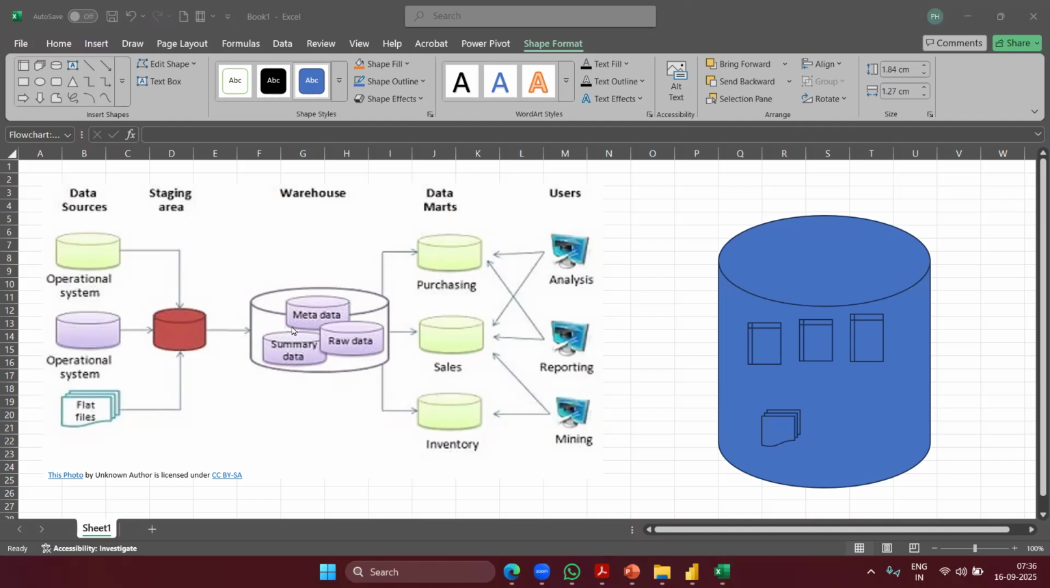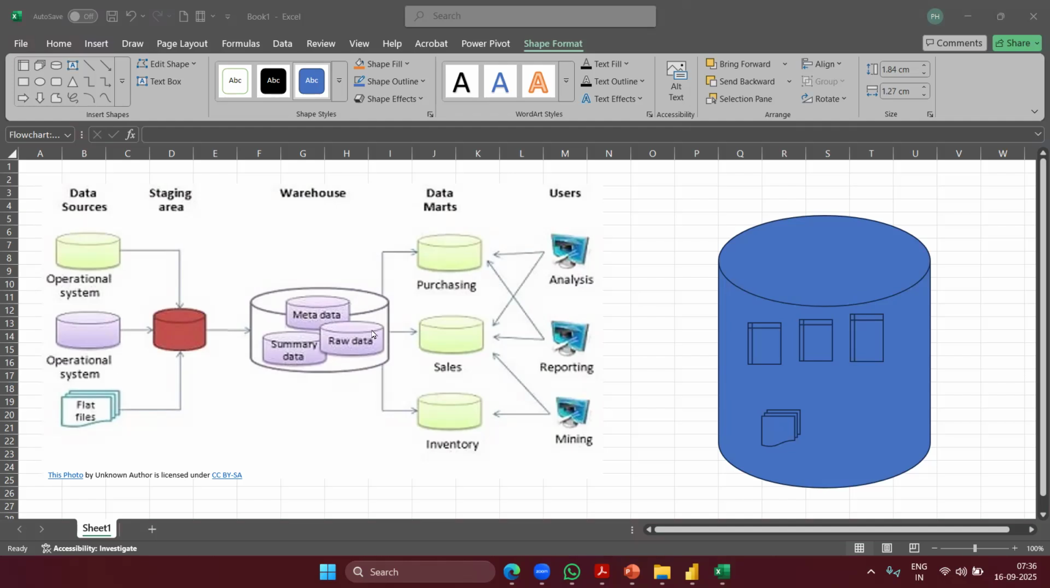Say 1st September, 1000; 2nd September, 2000, like that, a specific value; 3rd September, 2500. Like this, day-wise summarized values would be there. So whenever I want to pull the data, the system doesn't need to summarize again. We just pull the data from the summarized table.